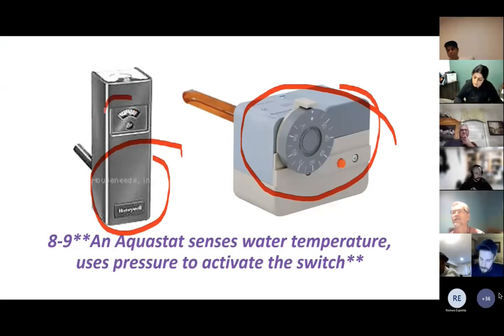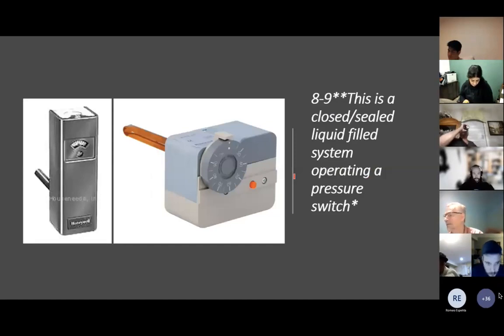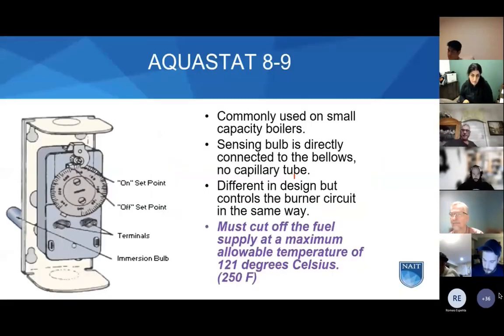So you have a set point. Where do you want to operate your water temperature? And this will start and stop your burners or modulate the burners to control the water temperature in a hot water heating system. Commonly used on smaller boilers, the sensing bulb is connected to the bellows with no capillary tube. Different in design, it controls the burner circuit in the same way.